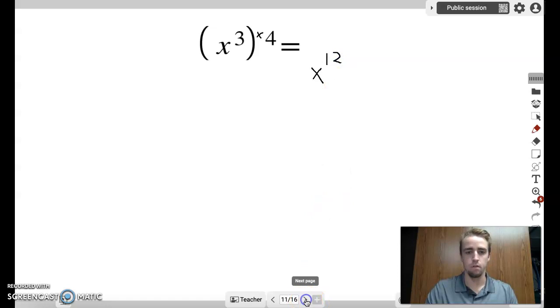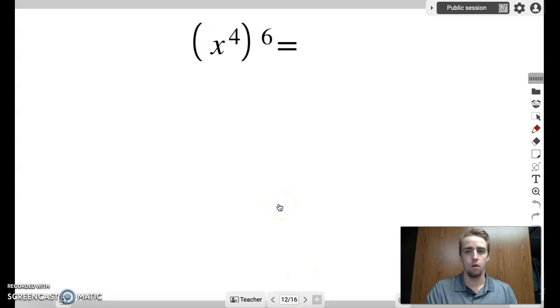Let's try another one. Who could help me out here? We're going to keep our x. No, it wouldn't be 10. Think about it. We have the parentheses. We just went over it. Because of the parentheses, we're going to multiply these two numbers instead of adding. So what do you get then? Yep, very good. x to the 24th power.